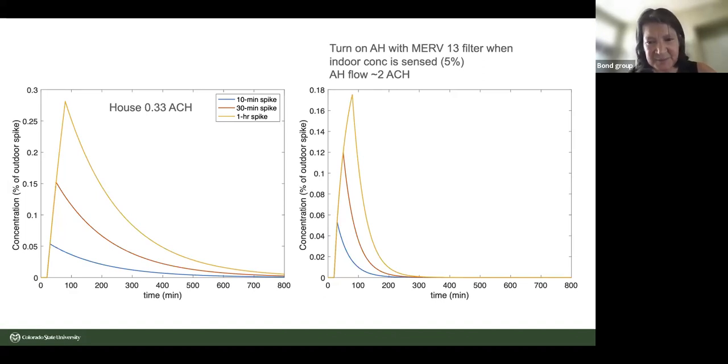So this is the same house. And as soon as you sense the indoor concentration, which I defined as something like 0.05, the air handler goes on. And so this is a question of, does it actually make it better if you just turn on the air handler and you have a filter? And it does not rise to as high a level, and it also clears out the air faster.